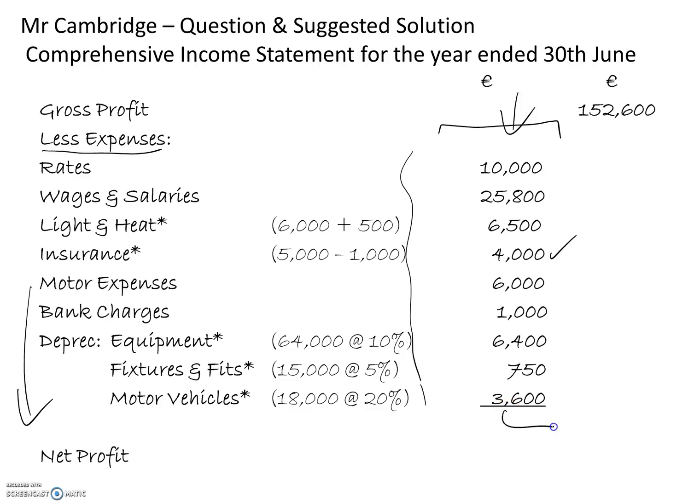Now I'll add all these up, bring them out and line them up underneath my gross profit, and then I'll take it away to get my net profit figure. So my net profit figure is 88,550. That is the income statement completed. In the next video tutorial, we'll look at the statement of financial position.